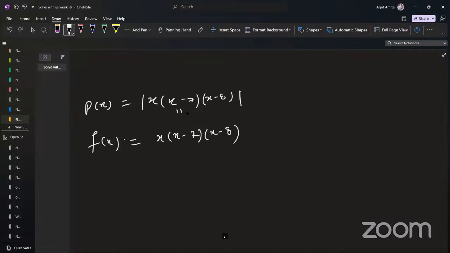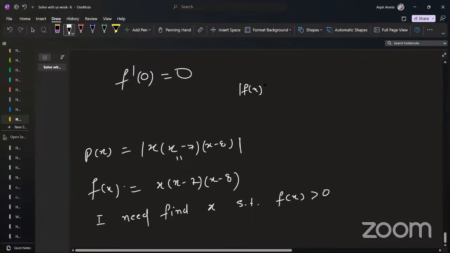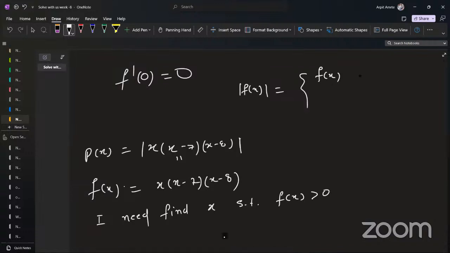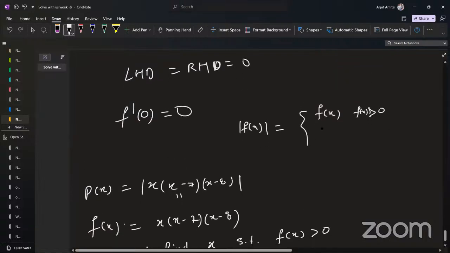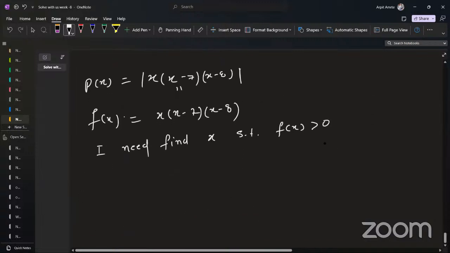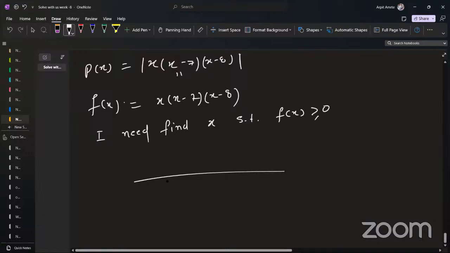I did nothing here; I have just taken this inside function as f of x. Now my agenda is to find those values of x such that f of x is greater than 0. Because modulus of f of x, how am I defining it? We define it as f of x when f of x is greater than or equal to 0, and minus of f of x when f of x is less than 0. Take equality here. Now again, see the roots 0, 7, 8. This is very helpful.